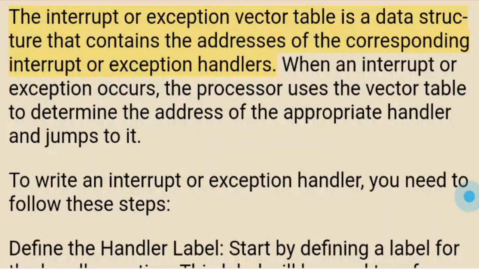The interrupt or exception vector table is a data structure that contains the addresses of the corresponding interrupt or exception handlers. When an interrupt or exception occurs, the processor uses the vector table to determine the address of the appropriate handler and jumps to it. To write an interrupt or exception handler, you need to follow these steps.